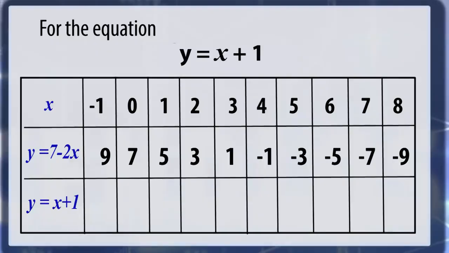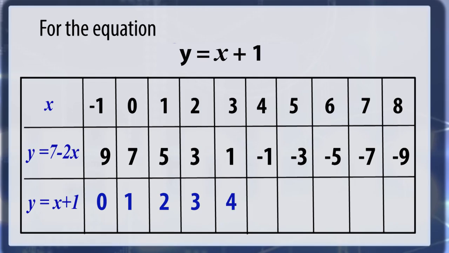Let's go. When x equals negative 1, we have y is equal to 0. Excellent. When x equals 0, we have y is equal to 1. And when x equals 1, y is equal to 2. Remember, we are just adding 1 to the x values. So when x equals 2, we have y is equal to 3. When x equals 3, y is equal to 4.